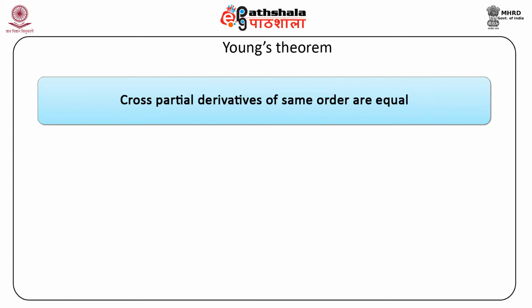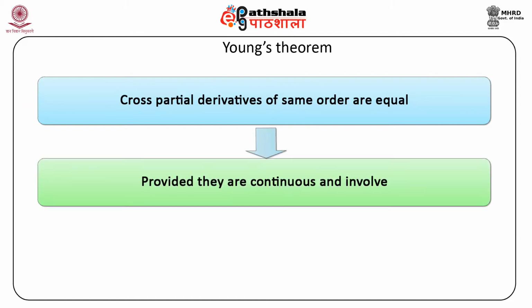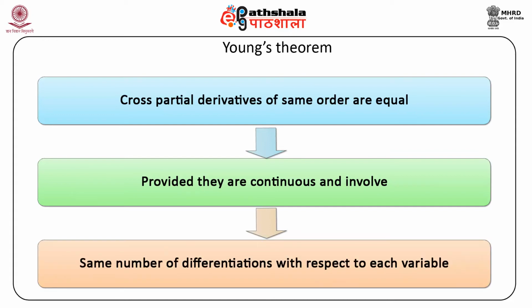According to Young's theorem, cross partial derivatives of the same order are equal, provided they are continuous and involve the same number of differentiations with respect to each variable.